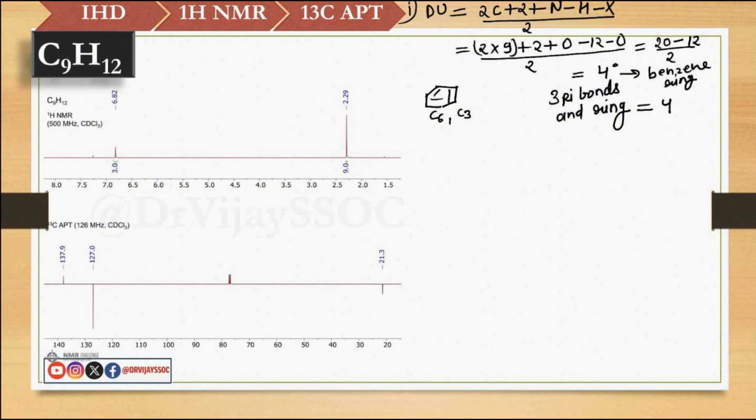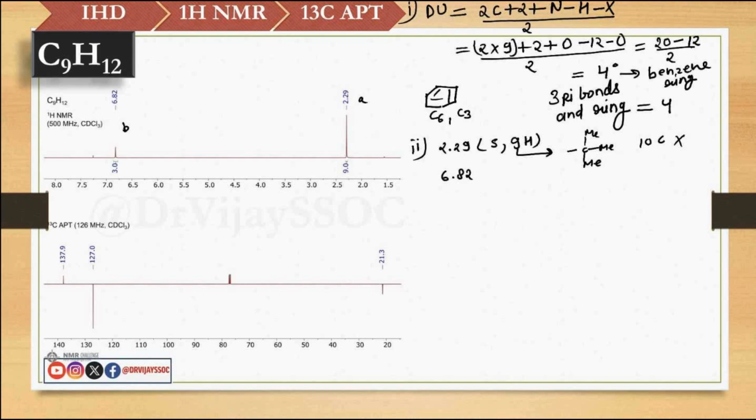So we have to look at the 1H NMR. There is a signal at 2.29 and 6.82. So there are two types of proton. Let's call them A and B. 2.29 is a singlet and corresponds to 9 hydrogens, which implies that it could be something like this. But if it is something like this, then the benzene ring has 6 carbons and there are 4, so it would be 10 carbons, which is not possible.